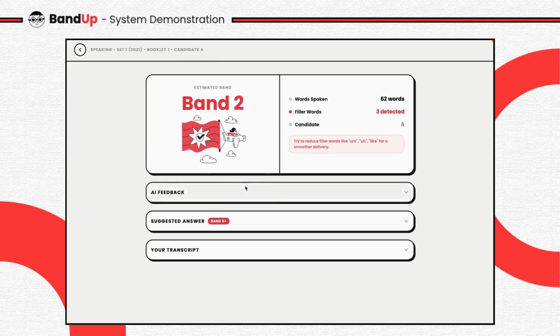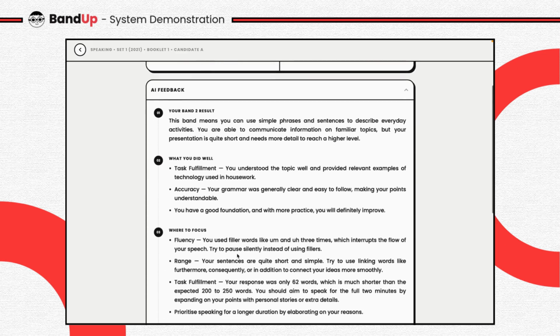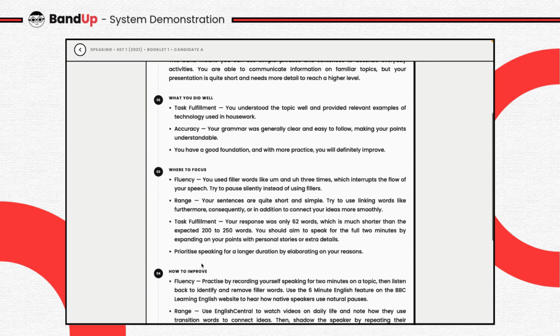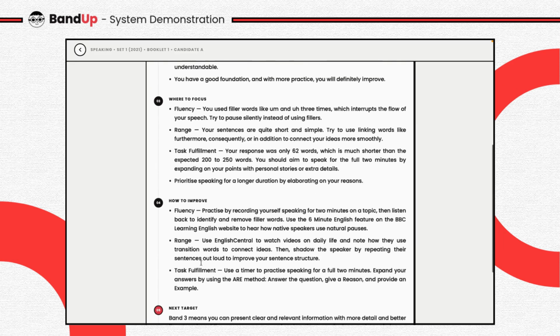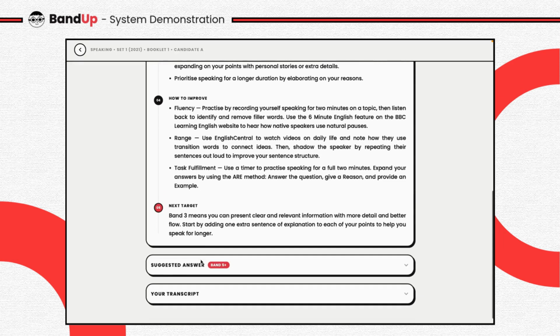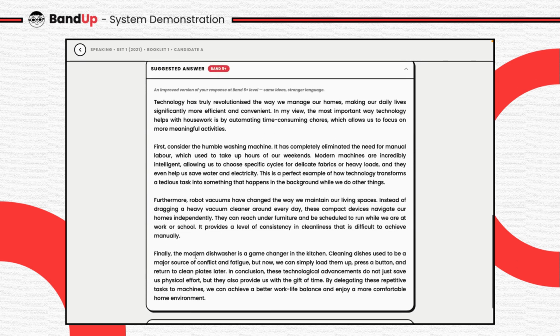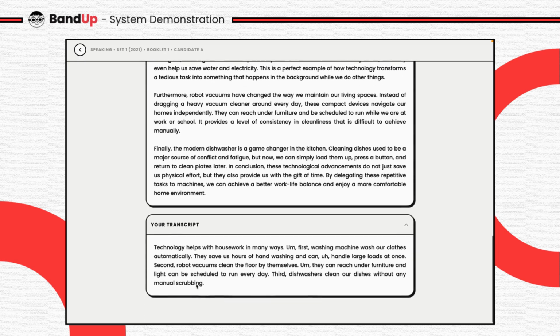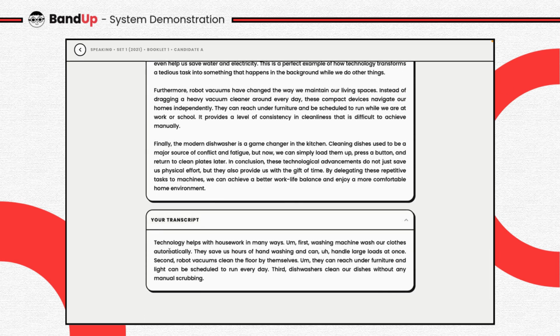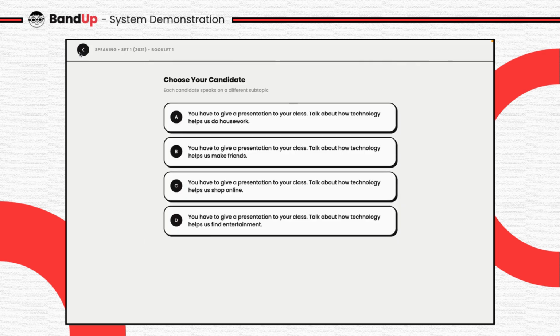As for the speaking component, the AI detects the filler words, and the feedback on what you did well and where to focus also differs from the other components as shown. It also gives a suggested answer and shows the submitted transcript, just like the writing component. So that's all for the speaking component.